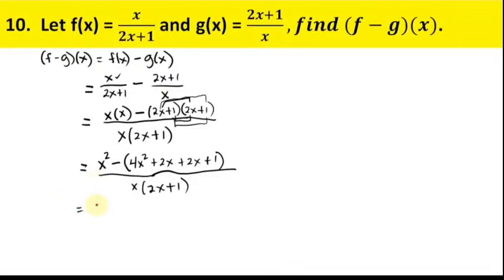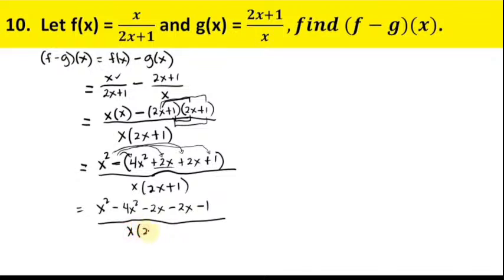Then simplify, x squared, then i-distribute natin itong negative sign sa each term of this expression. Negative, ito negative, then ito negative. So negative times 4x squared, that is negative 4x squared. Negative times 2x, that is negative 2x. Negative times 2x, that is negative 2x. Negative times positive 1, that is negative 1 over x times 2x plus 1.